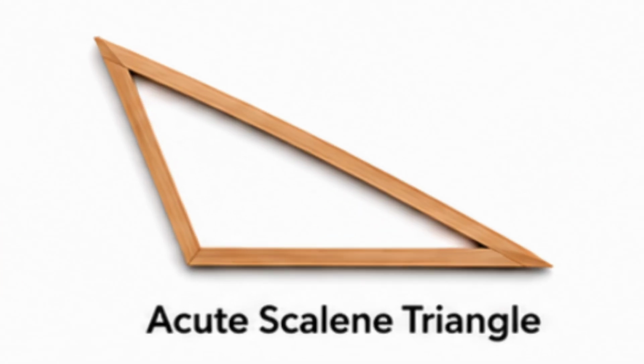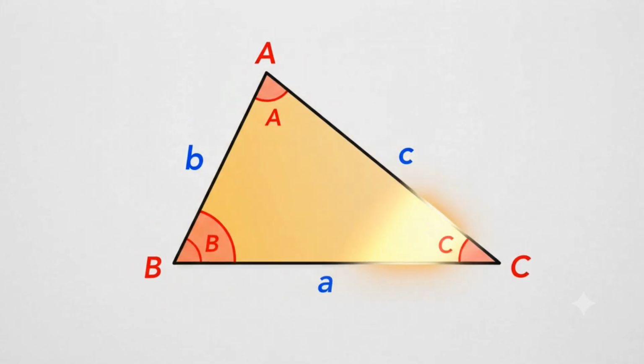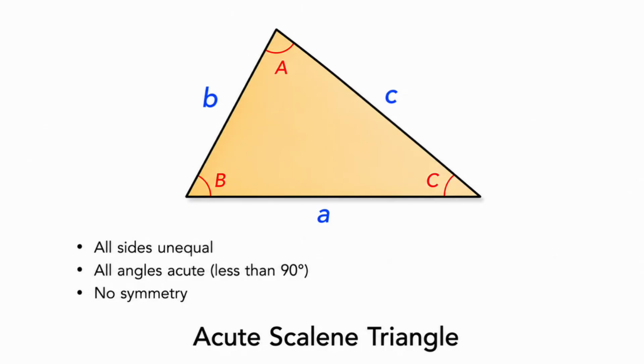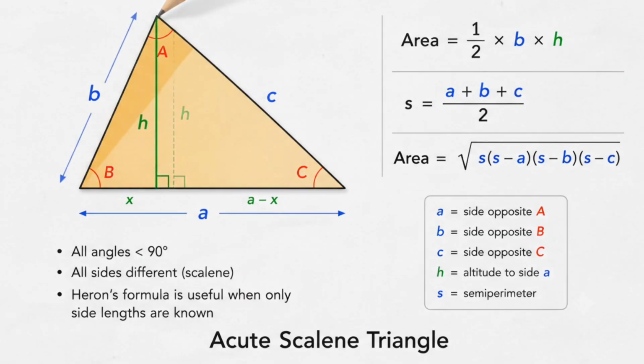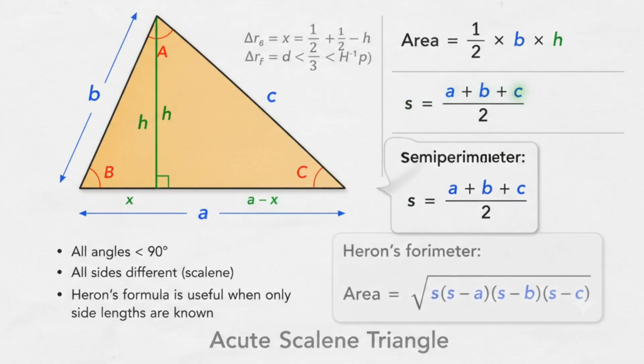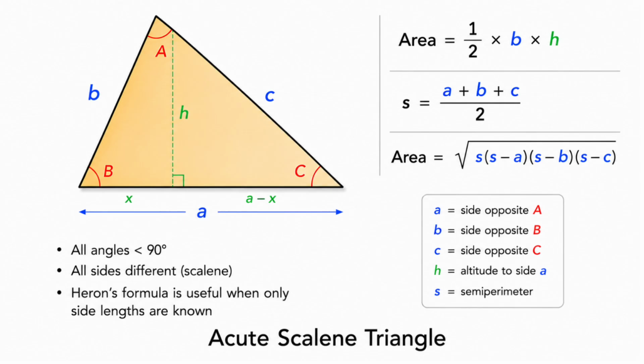Acute scalene triangle. An acute scalene triangle has 3 unequal sides and 3 acute angles. It contains no symmetry, making every side and angle unique. The perimeter is P equals A plus B plus C. Since the height is often unknown, its area is commonly found using Heron's formula: area equals the square root of S times (S minus A) times (S minus B) times (S minus C), where S equals (A plus B plus C) over 2. This triangle represents one of the most general cases studied in geometry.